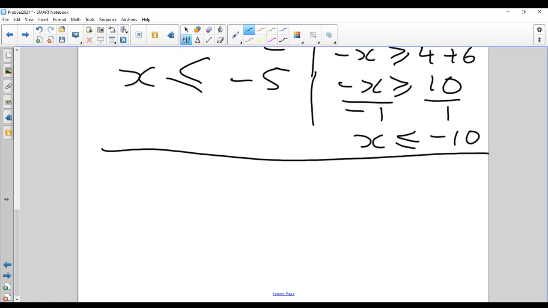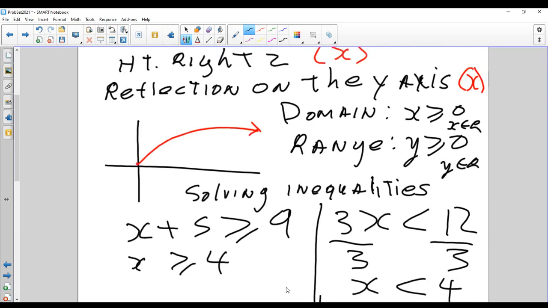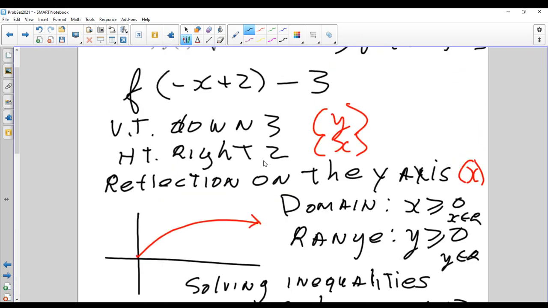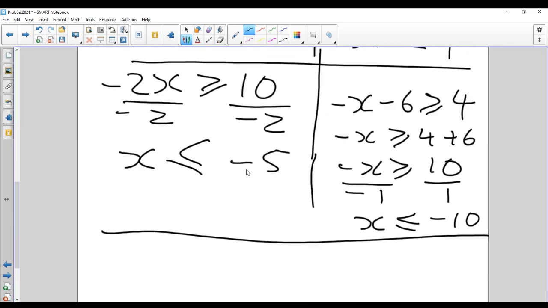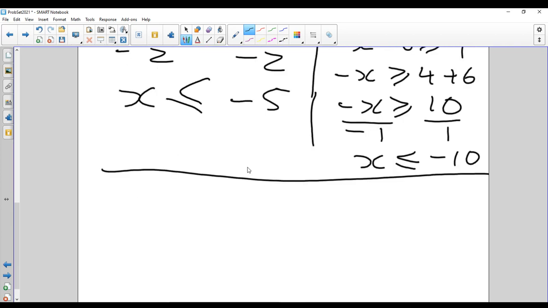By the way, I'm going to do something else. Something else affects the x. The other thing that affects the x is the shift right by 2, right? So we're going to do that as well. But Masumi said we have to do the reflection first. So if we have to do the reflection first, what do we do with this original? Here's the original: x is greater than or equal to 0. What's going to happen to that inequality?